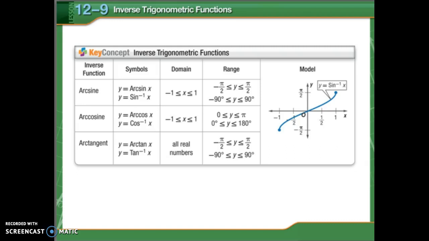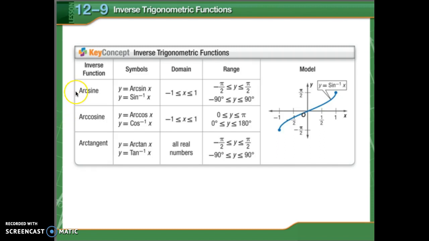Okay, today we are looking at the Unit 4 Lesson 9 video. We're in Chapter 12 out of the textbook, and we're going to be talking about inverse trigonometric functions. We're going to start off with a key concept on basically what the inverse trig functions look like, what their domain and range are, and a model of one of them.